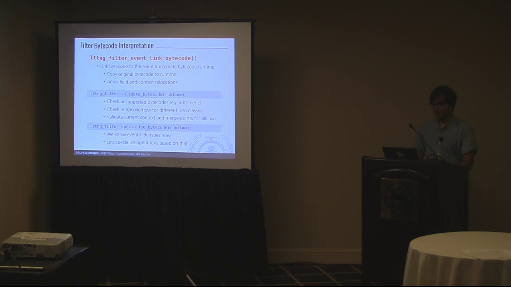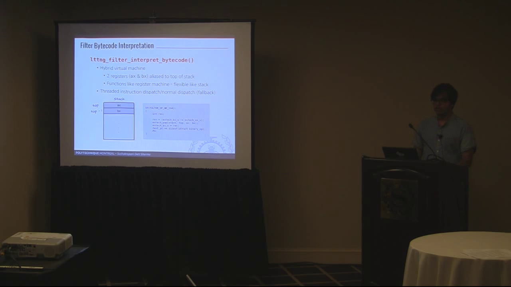Then we have LTTng filter specialized bytecode. This is a small specialization we do because we now know the event field type, so we can specialize the bytecode a little bit further. This is very much handwritten. It looks like a very small compiler, if you may. The final function which interprets the bytecode is the LTTng filter interpret bytecode, which we were seeing.